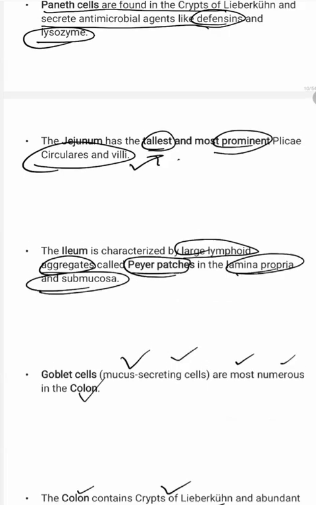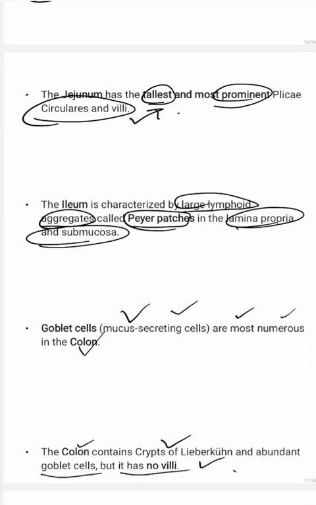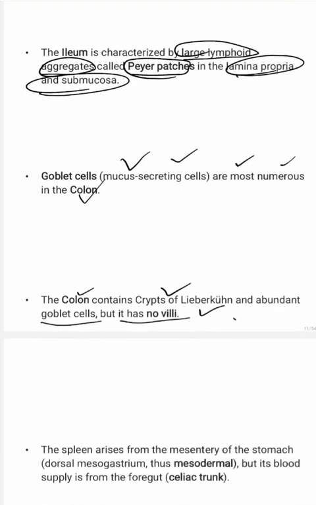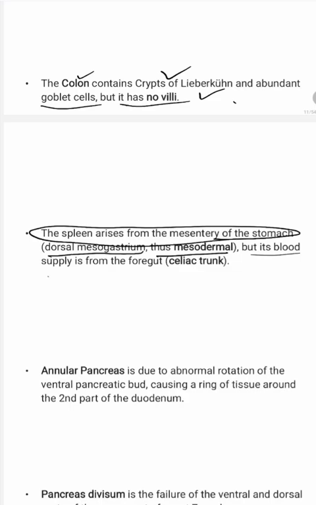What was the function of the crypts of Lieberkühn? These secrete defensins and have antimicrobial activity, like lysozyme. Now, the spleen arises from the mesentery of the stomach. So it is of mesodermal origin, the dorsal mesogastrium, thus mesodermal, but its blood supply is from the foregut, the celiac trunk.